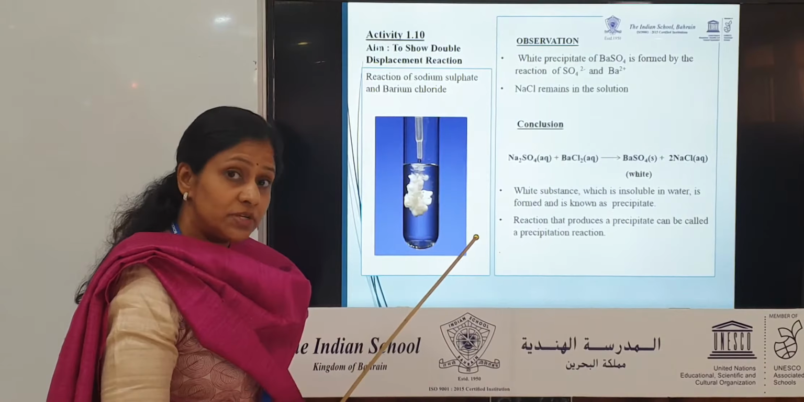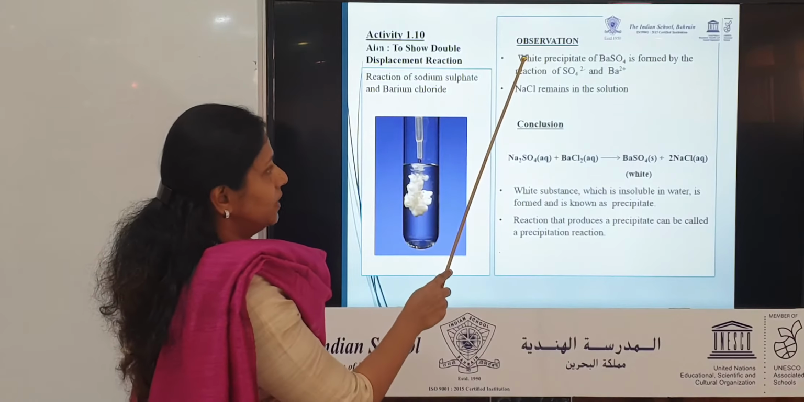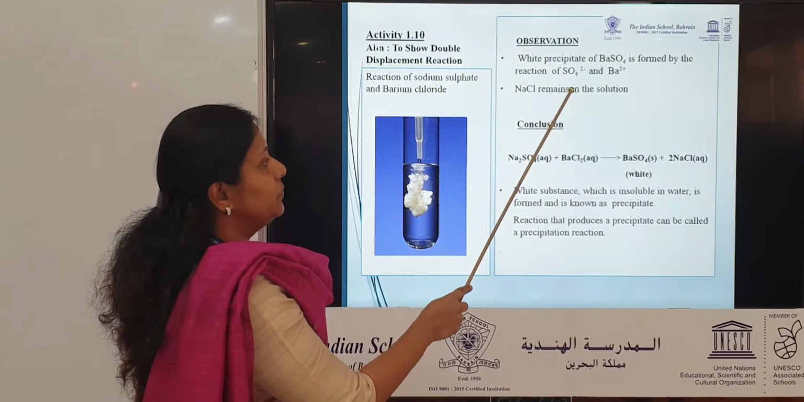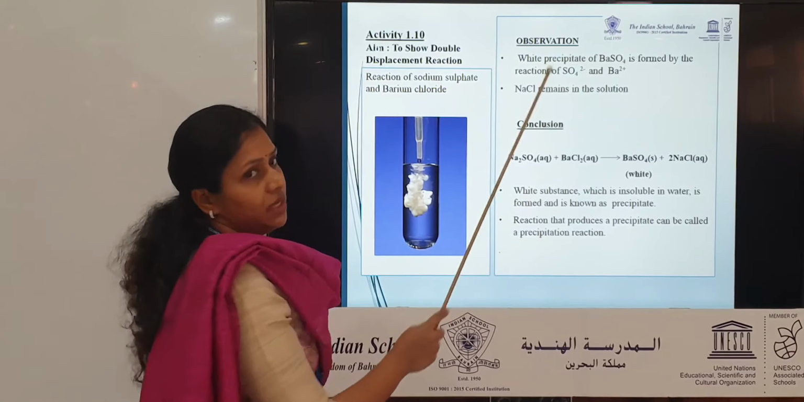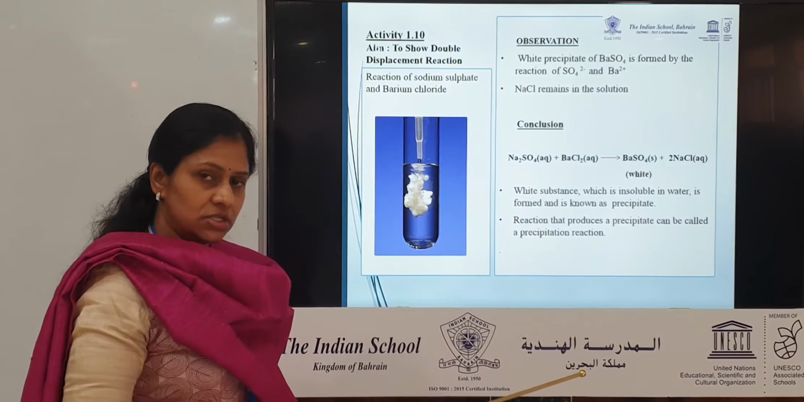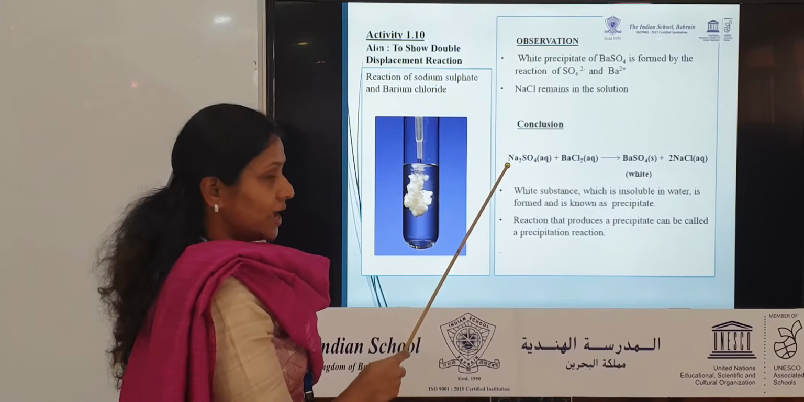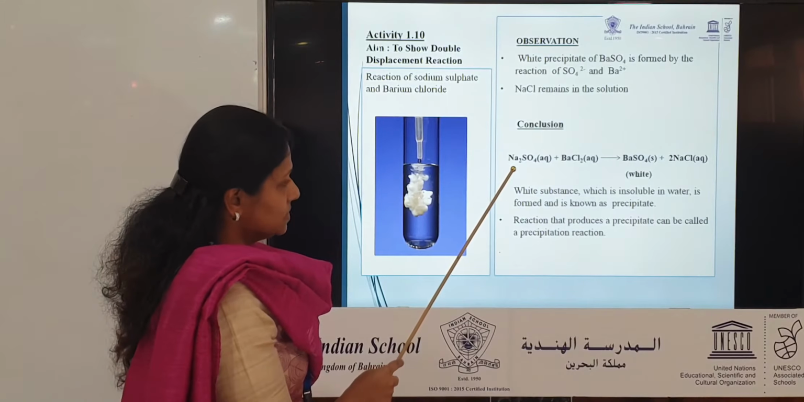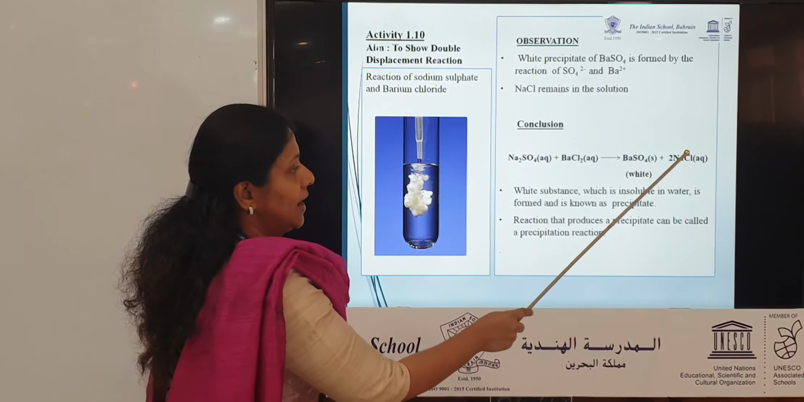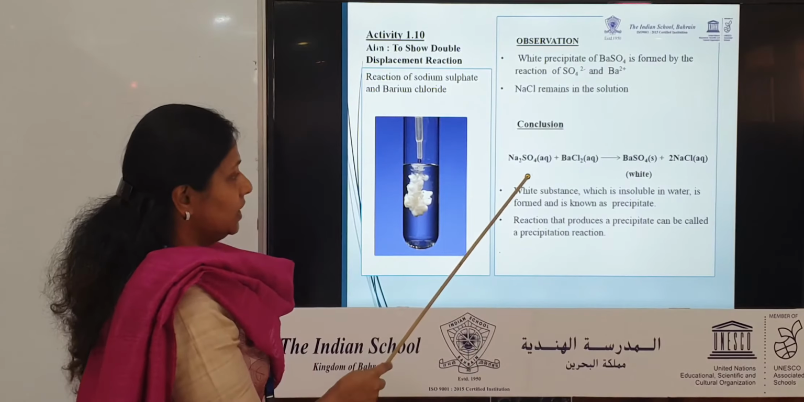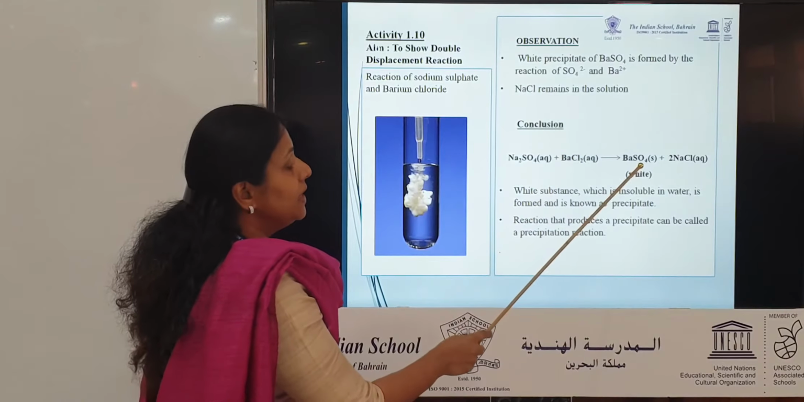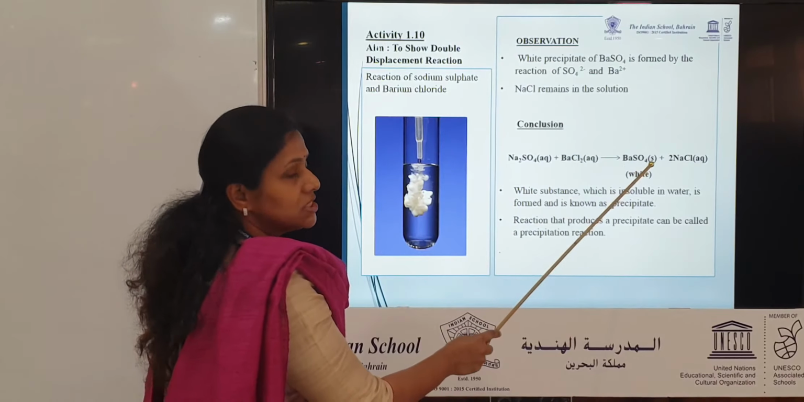So what is this white precipitate? This white precipitate is barium sulfate. That is formed by the reaction between SO4 2- and Ba2+. And what is happening to the sodium chloride? That is remaining in the solution. So let us see the reaction. Sodium sulfate plus barium chloride, you are getting barium sulfate and sodium chloride. So in this, this is aqueous solution, this is also aqueous solution, and barium sulfate I have marked here solid.